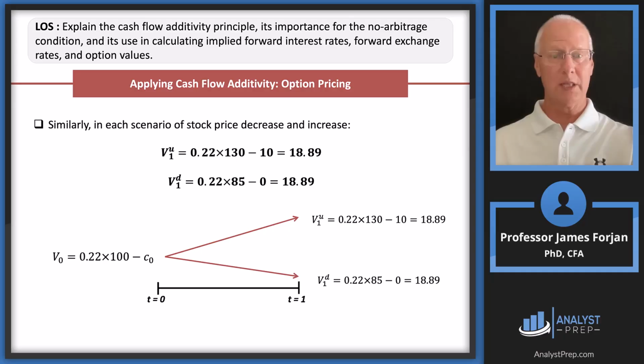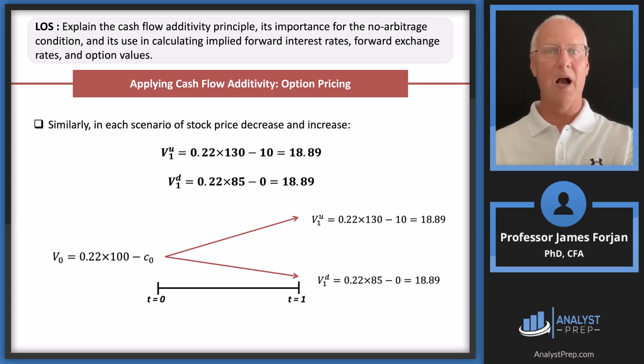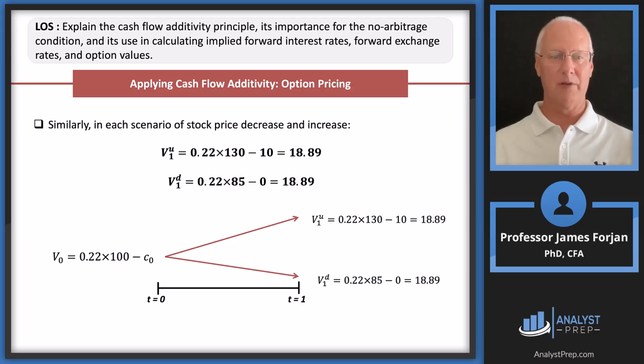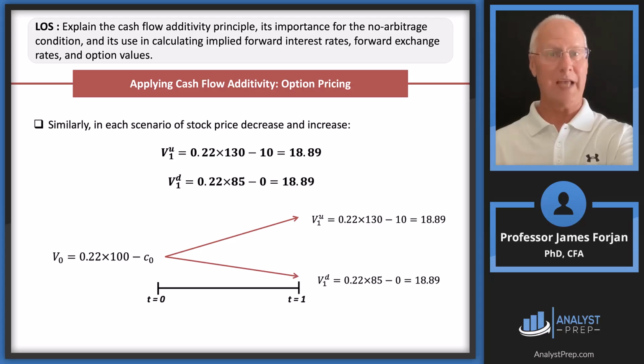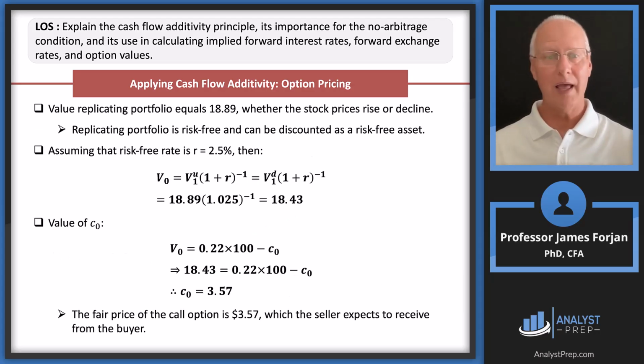Well, there's the 18.89. So look at the bottom of the timeline here at time period T minus 1. What do we know? The value of this portfolio is going to be worth either $18.89 if the stock price goes up, or $18.89 if the stock price goes down. Those are expected future cash flows. So why don't we go ahead and discount them? Why don't we take their present value? So all we're going to do is use that equation.